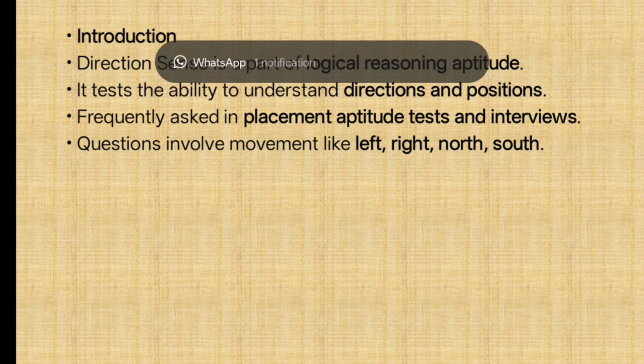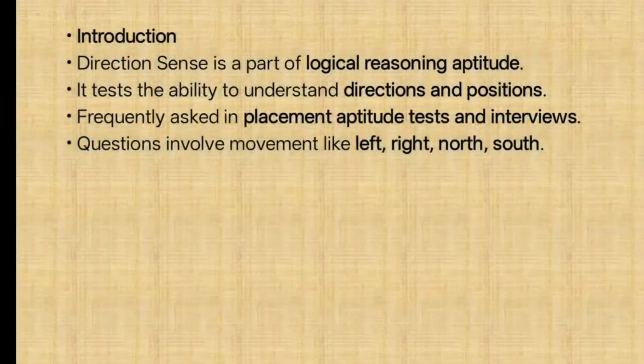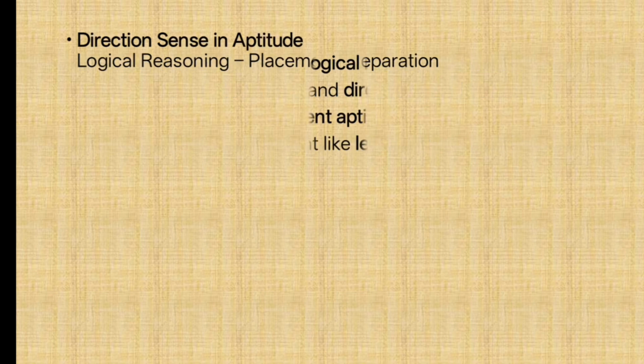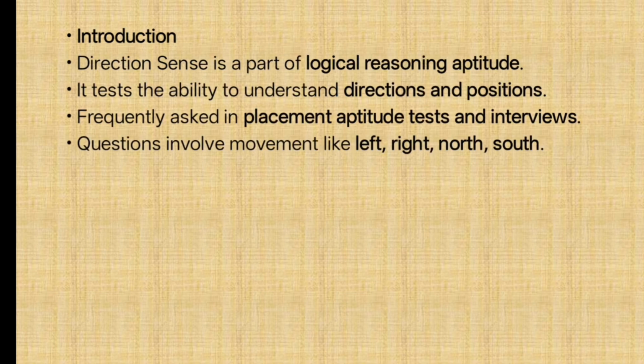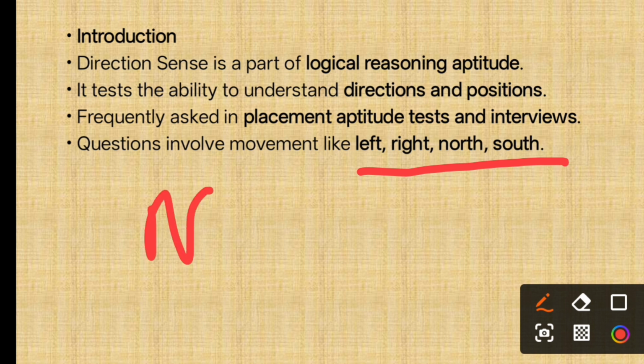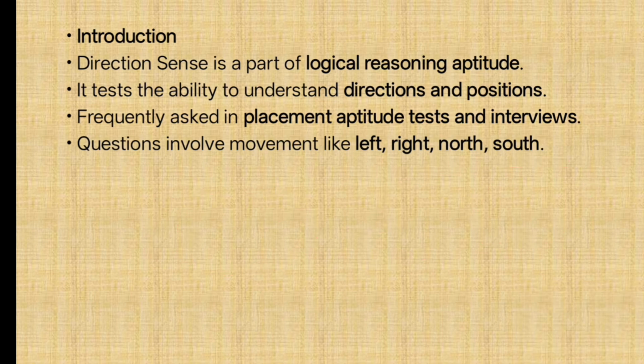Okay, so basic directions, there are four types of direction. So usually in direction sense, what are there? There are 4 types of direction. First is the north direction, then the south direction, and then left and right. Left and right are movements, and the directions are north, then south, then east, and then west. These are the 4 types of direction.